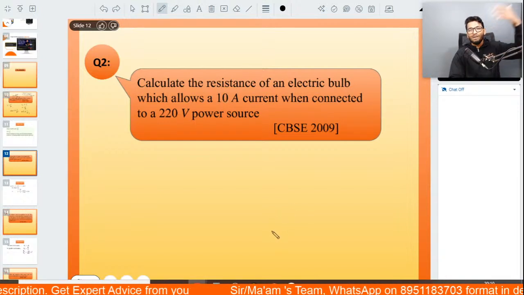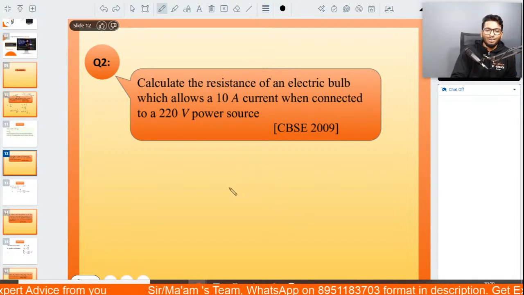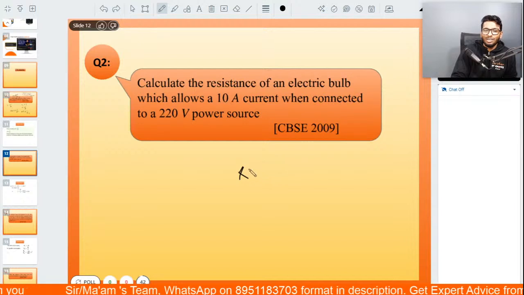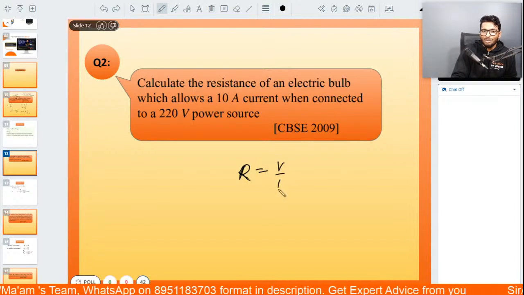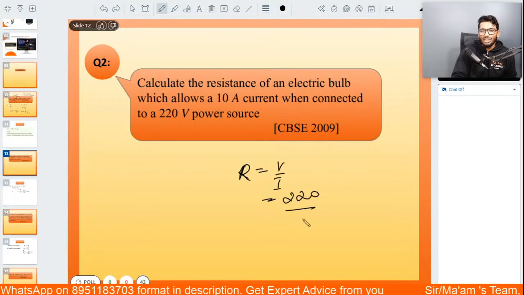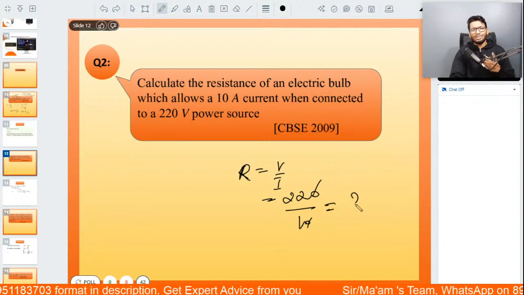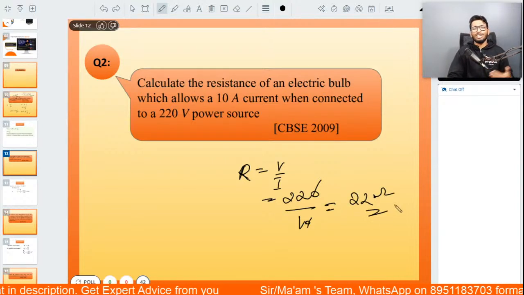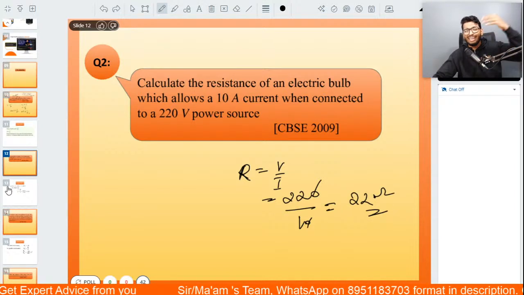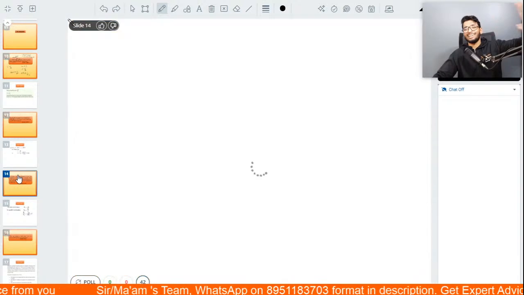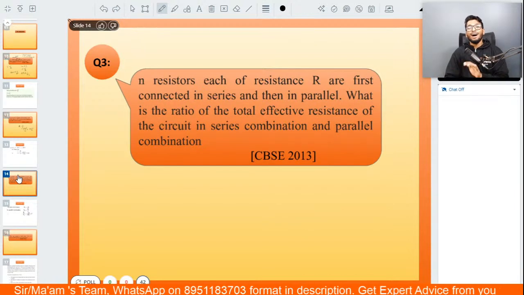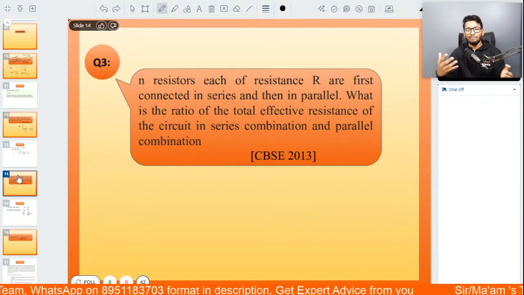But this again was asked in 2009 board exam. However, very simple, guys. R is equal to, according to Ohm's law, we know that R is equal to V by I. Just substitute the values, 220 divided by 10. Even if you're not good at math, this is such a straightforward, easy question that literally anyone can do it. 22 ohms is the right answer. Fantastic job. All right. Coming in a little closer now.